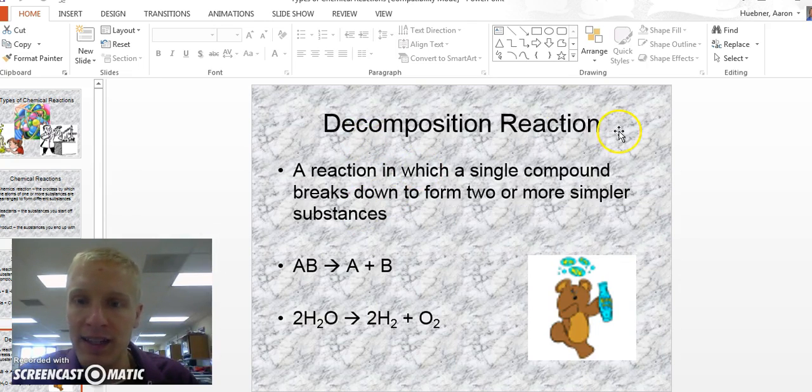Next one we have decomposition, which is just the opposite of synthesis. It's decomposing, it's breaking apart. So we have usually one reactant breaking up to form many products. And in this class, if you have one reactant, it's decomposition. Those are the only decomposition reactions we're going to be dealing with.